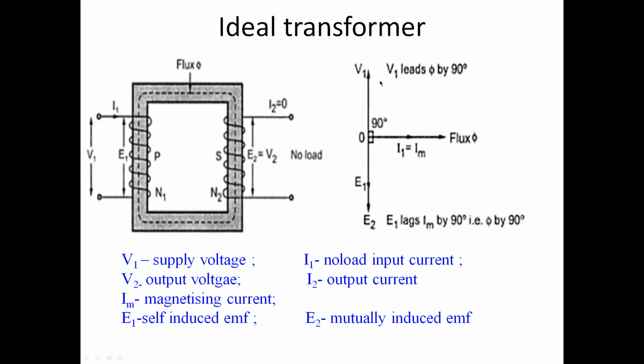So this is your transformer. Here, see this E1, E2, they depend on this flux. Due to this flux, the induced voltage and current. V1 is the supply voltage here. V2 is the output terminal voltage at load. Now at no load, it is equal to the induced voltage E2. Now here this Im, we denote as I mu, the magnetizing current. At no load, this I1 equals I naught. Correct, no?